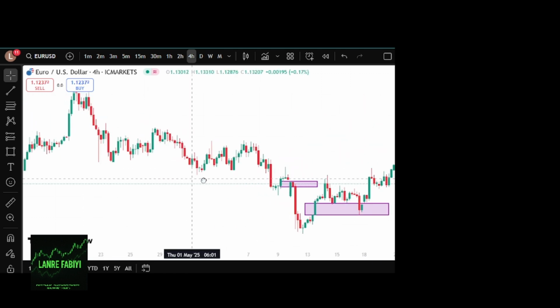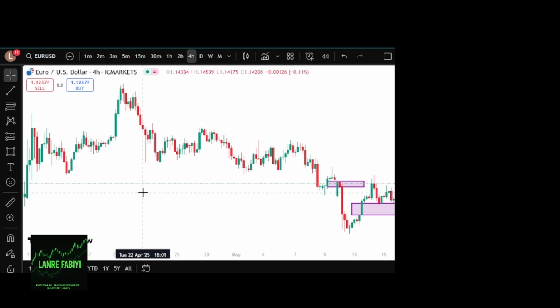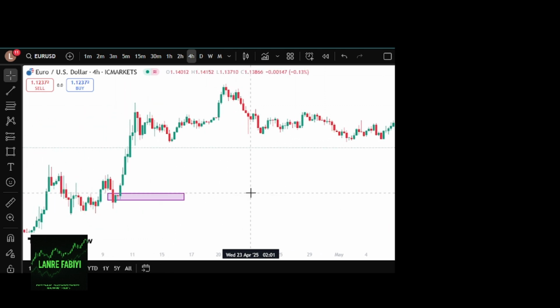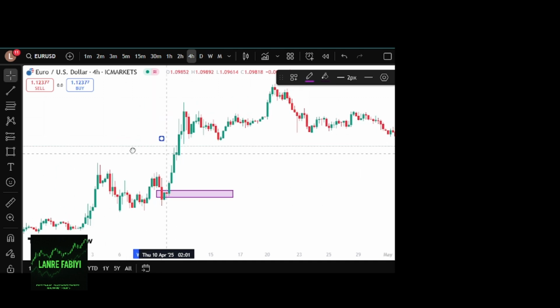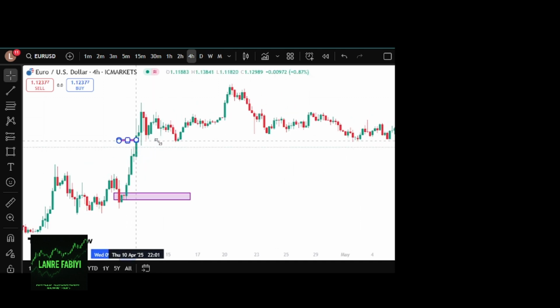Just as I told you, it's most of the time. I spot another very good fair value gap here again, but this one is a bullish fair value gap. We do have bullish fair value gaps and we have bearish fair value gaps. Look at this one.